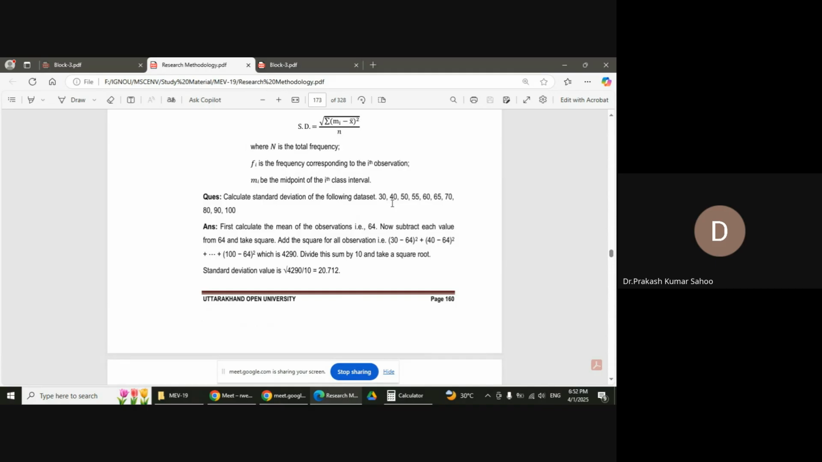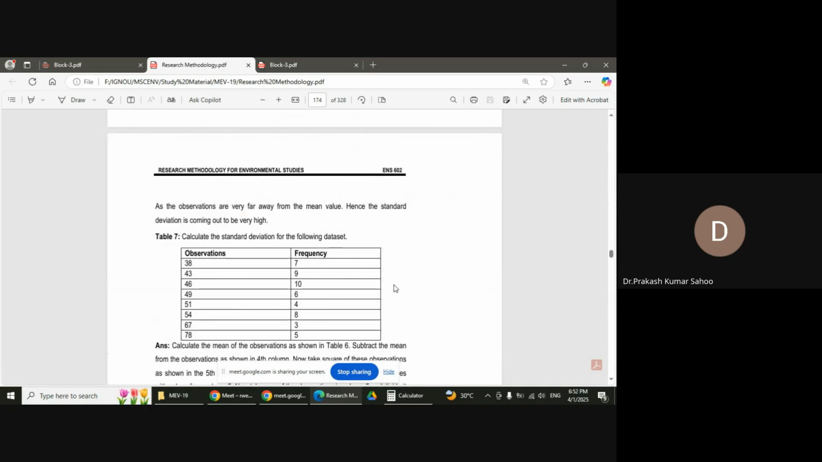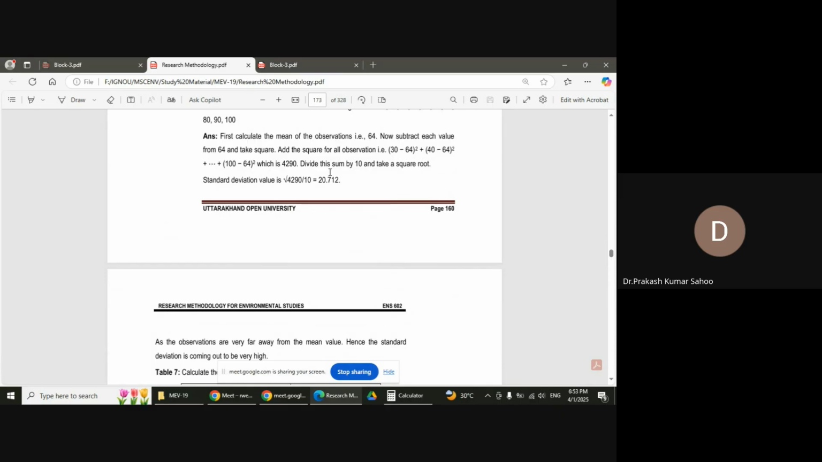So for a particular set of data, first calculate the average or mean, then find the squared difference for every data point you have collected, then sum all these squared differences. Then find the standard deviation as the square root of your 4290, that is the summation value, divided by the total number of data we have. That means here the standard deviation is 20.712. So this is the direct method for a simple set of data.